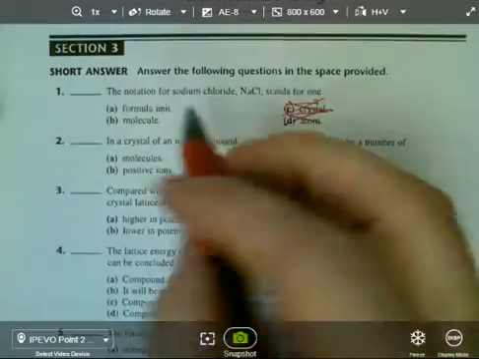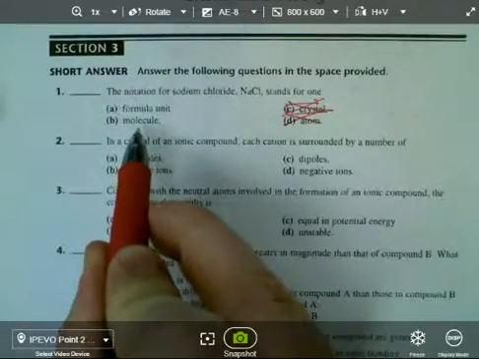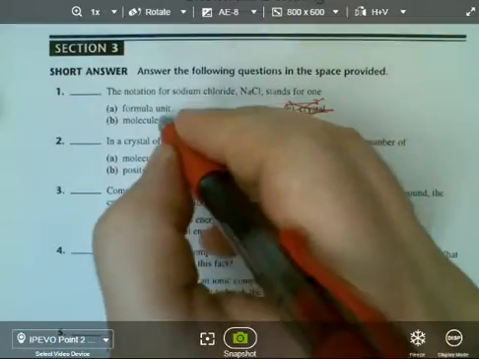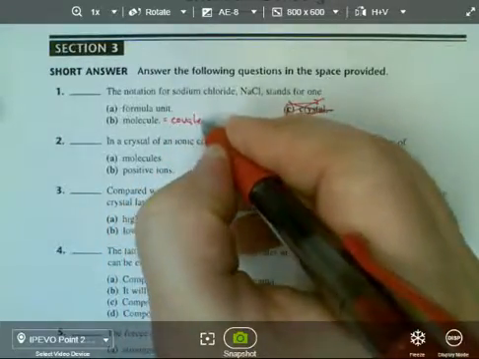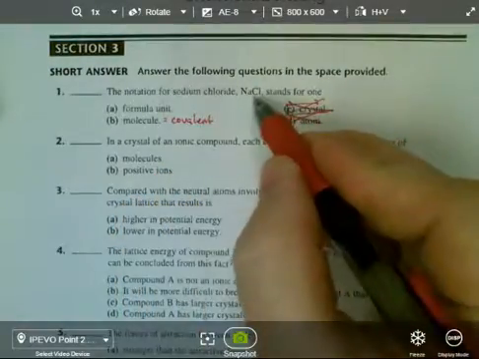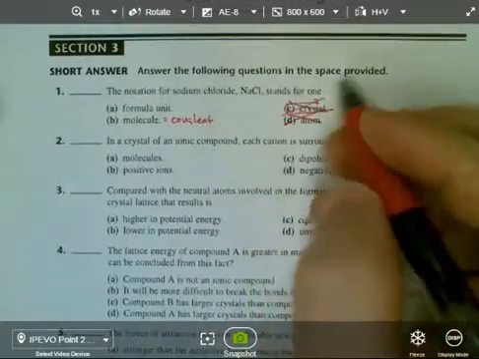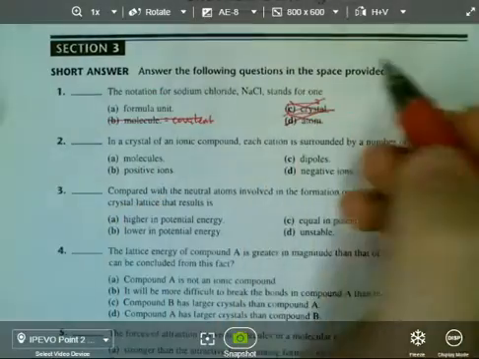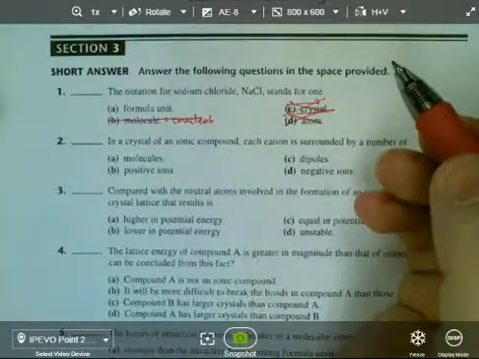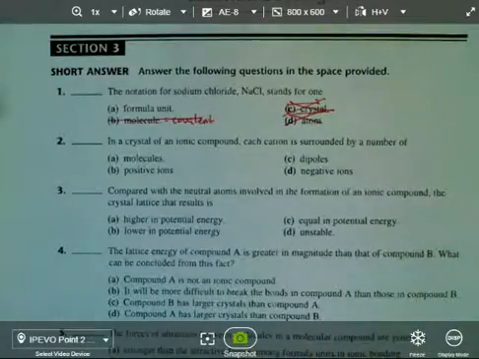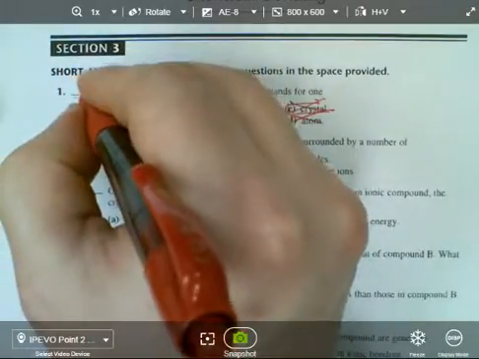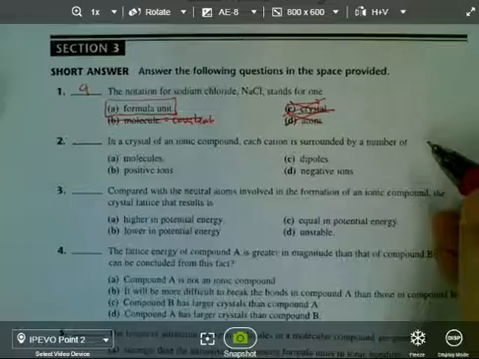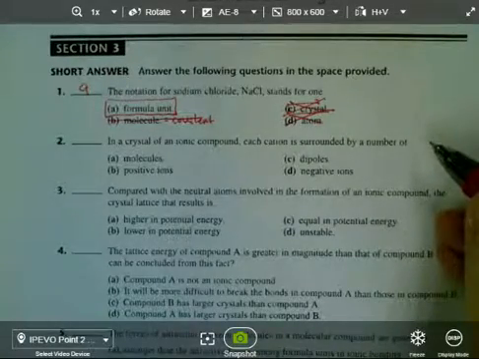Now, we get into a little bit of a word game here. We see that molecules are associated with covalent bonds, and this is not a covalent bond. This is an ionic bond. So I'm also going to rule out B. It's not a molecule. It's considered an ionic compound is the term we use. So I'm left with formula unit. And in fact, this is a formula unit for sodium chloride. It's the smallest unit for that ionic compound that maintains all of its chemical properties.